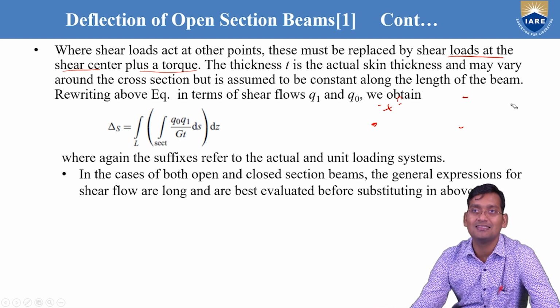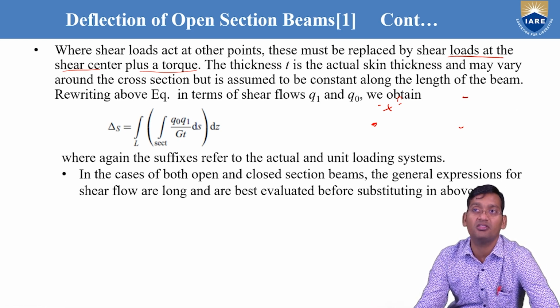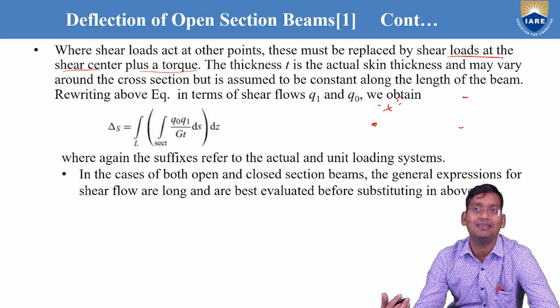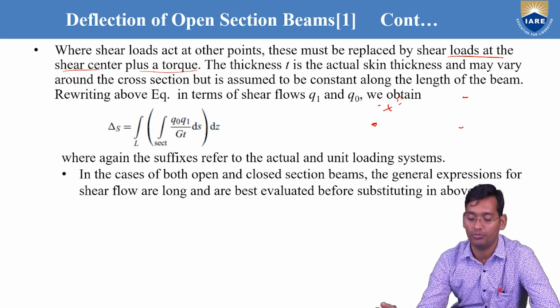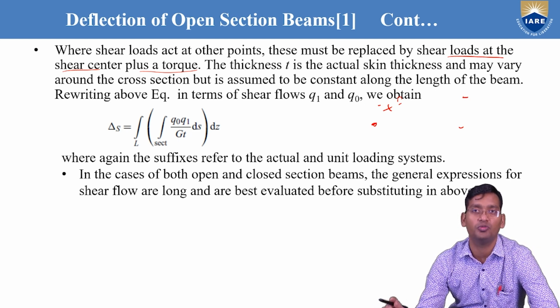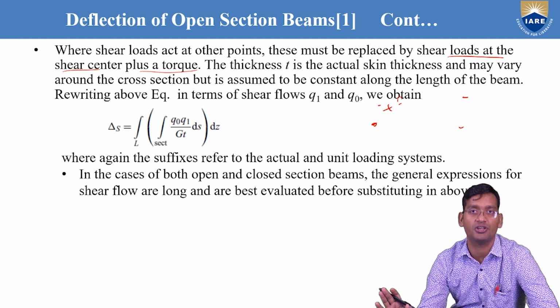The thickness t is the actual skin thickness and may vary around the cross section, depending on which cross section you are using, but it is assumed to be constant along the length of the beam. Along the skin it varies, but along the beam it is just assumed constant, because that variation is very small compared to the skin. So we are considering it as constant.